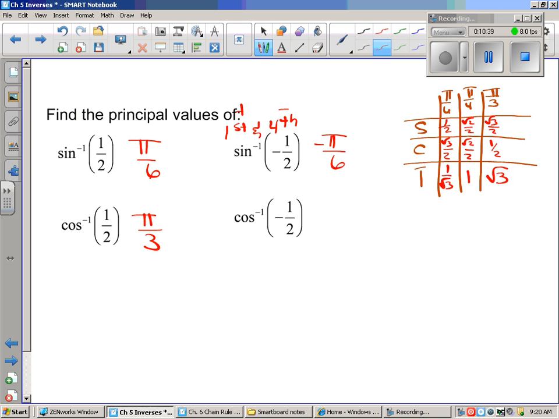It's not just negative, because negative would give us the fourth quadrant. We don't want that. We need the second quadrant angle. And so this would be the first, and the second quadrant would give me the positives and the negatives for cosine.